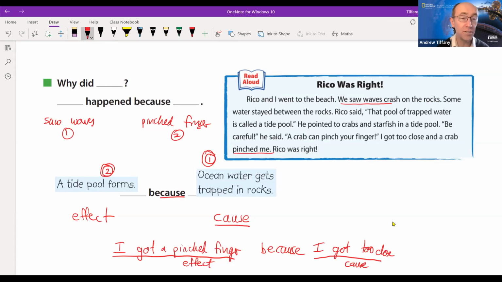Did I get a pinched finger because I saw waves? Does that make sense or is that crazy? That doesn't work, does it? Right? Yeah, okay. So this is a sequence, but it is not a cause and effect. I can't say I got a pinched finger because I saw waves. No, that doesn't make sense, right? Okay, good. Yeah, not connected.